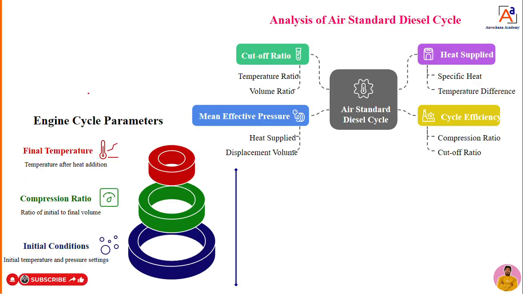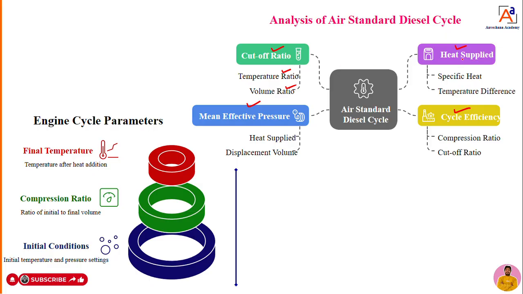So as he has given, now try to understand the problem here. What all things has he given? Now he is asking to calculate the first parameter, the cutoff ratio, how much amount of heat you are going to supply, then what is the cycle efficiency, and fourth you are going to calculate the mean effective pressure. Dear students, when it comes to cutoff ratio, what do you require? You require the temperature ratio, then you require the volume ratio. With the help of these two data, you can calculate the cutoff ratio.